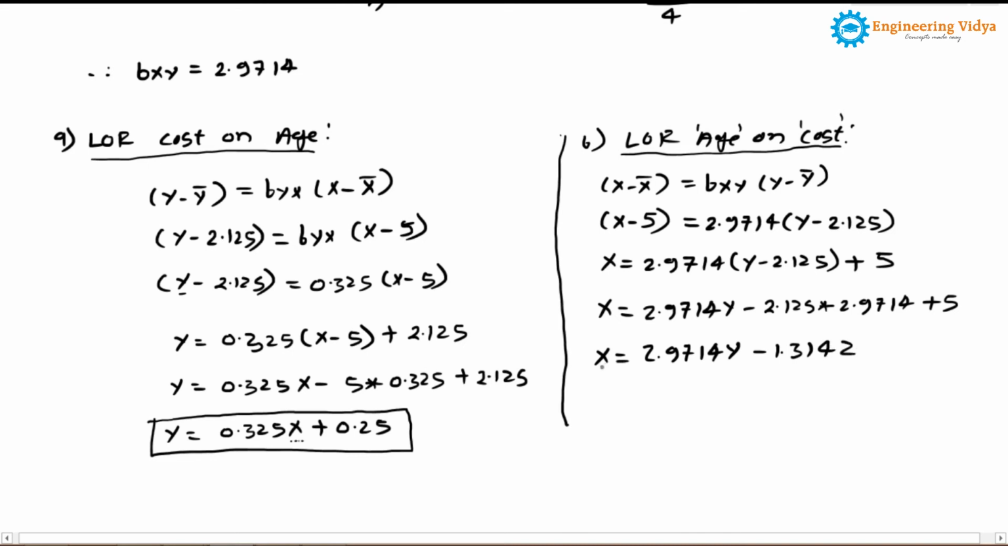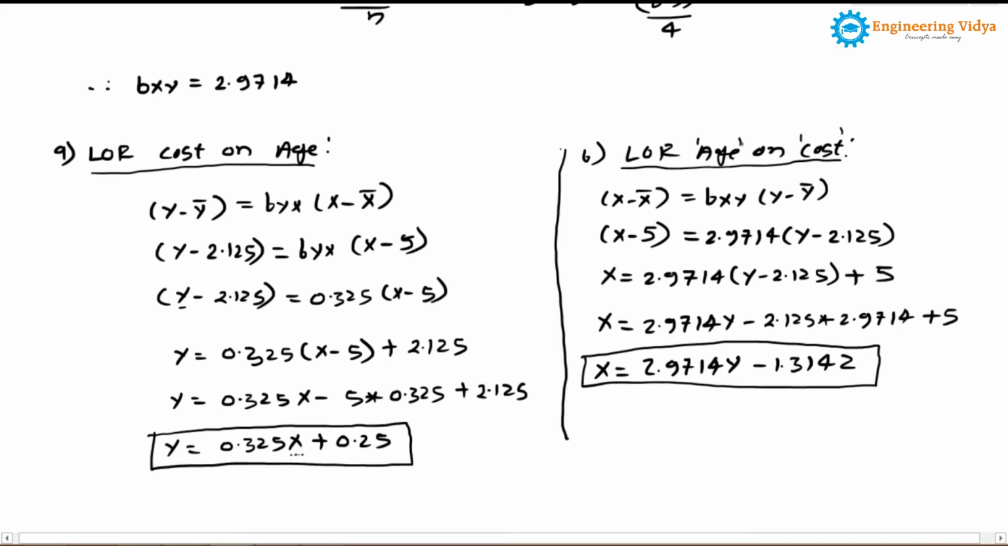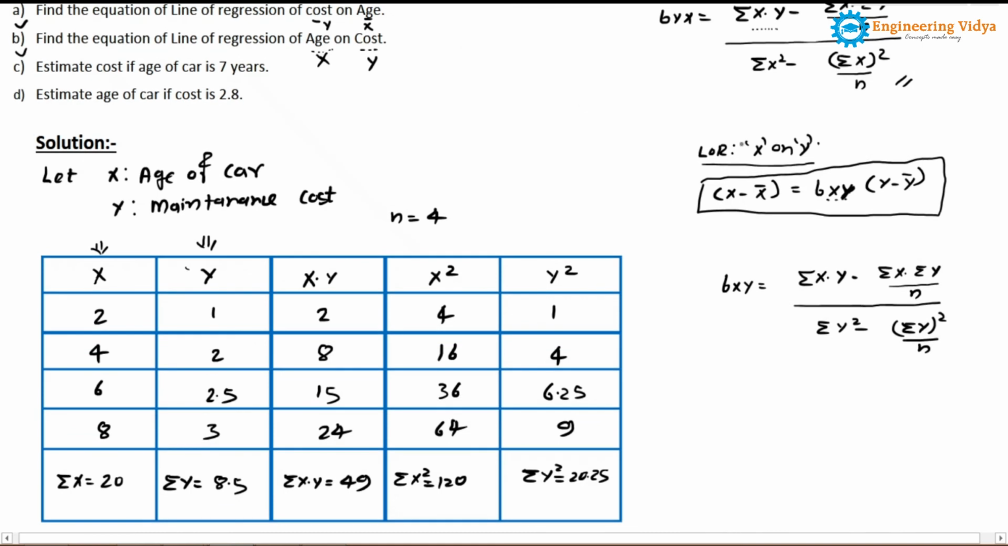So this equation you can write as x equals 2.9714 y minus 1.3142. This is called the line of regression x on y, because on the left side we have x and on the right side we have y. That's why we call it the line of regression x on y. So here we have calculated part 1 and part 2 also. Now see part 3. In part C they are asking to estimate the cost if the age of the car is 7 years. Here the age is given in years, 7 years, and we need to calculate the cost.